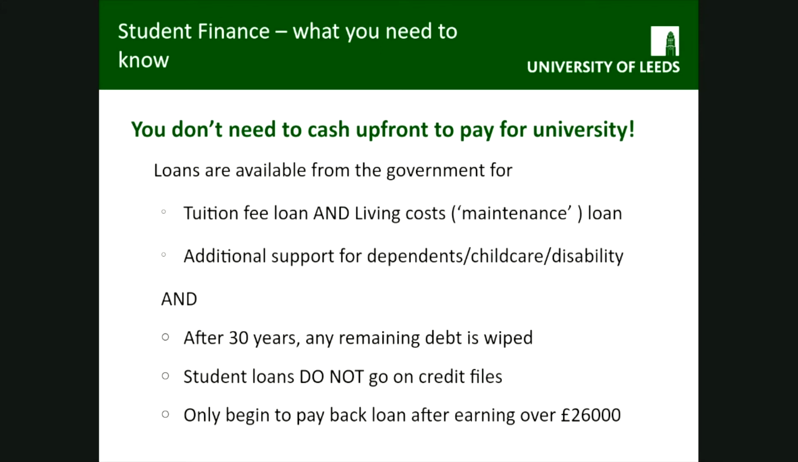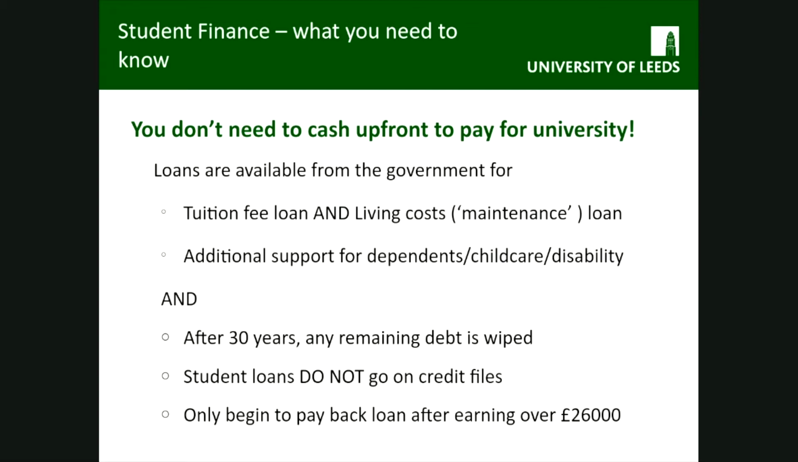As long as you're eligible, there are loans available from the government which will cover both your tuition fees and also provide you with some living costs, or a maintenance loan as well, which you can use for your living costs while you're studying. There's additional support for people with dependents, so that can be children or adults who are dependent on you, and also additional financial support for people with disabilities or learning differences as well.